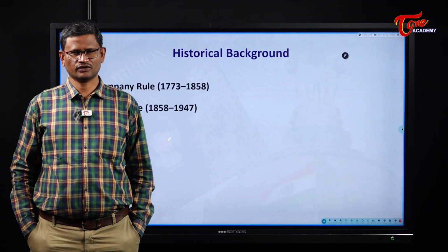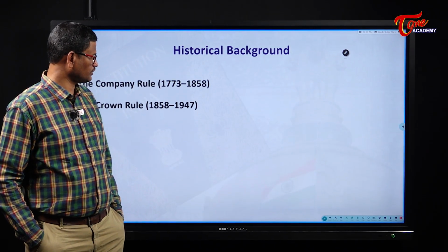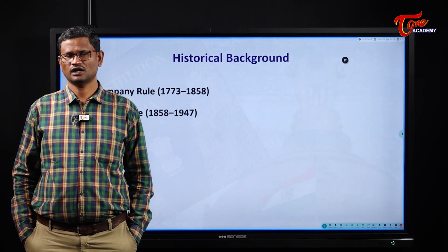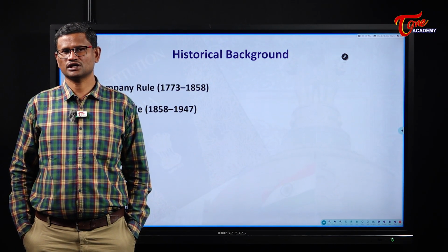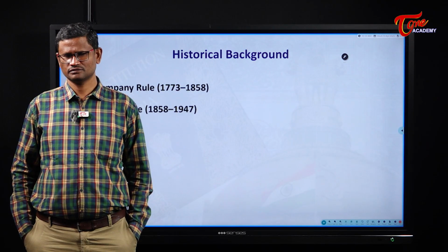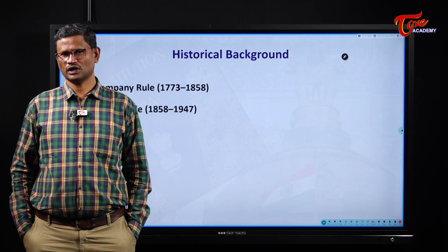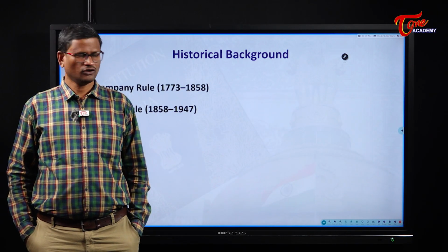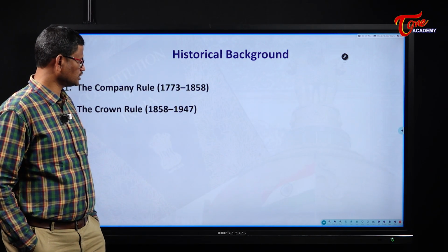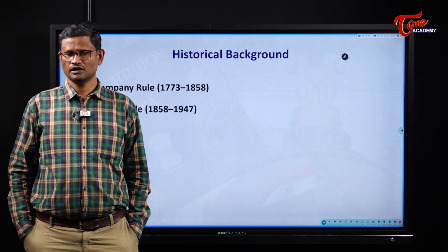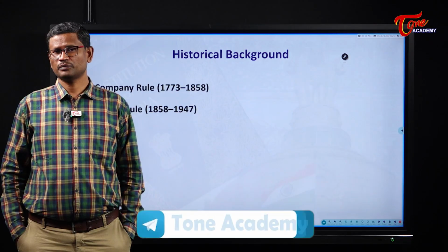In this period from 1773 to 1858, India was under the administration of the English East India Company. The English East India Company, which is a trading body from the United Kingdom, was entrusted with the responsibility of administration from the Regulating Act of 1773 to 1858. This is phase 1. The second phase is administration under the British Crown.